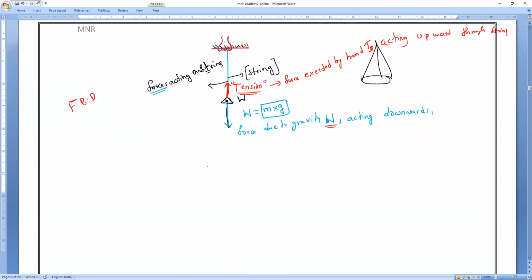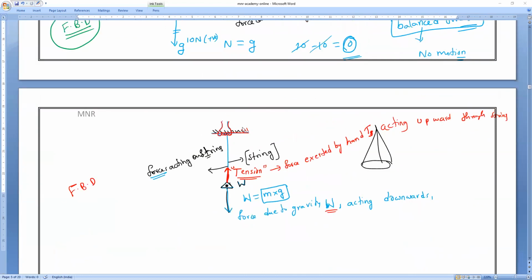Yes, sir. Now here is a string. String means it is a tension. Clear? You are holding the string. One side you are attaching the weight, and one side you are holding with your hand.